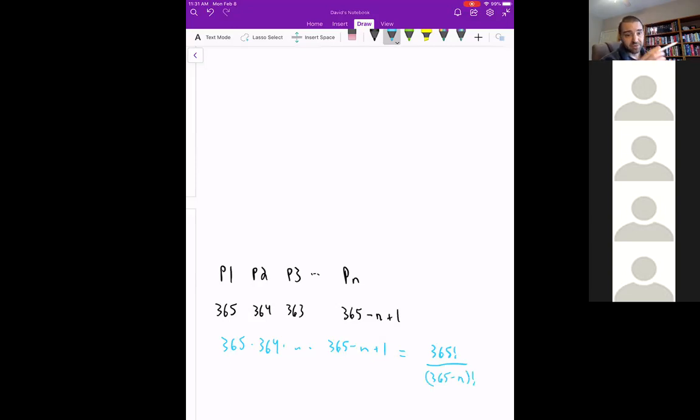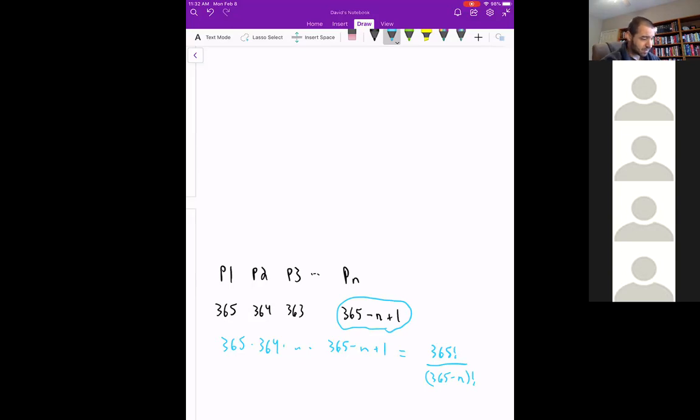So 365 factorial starts at 365 and goes all the way down to 1. You don't want to do that though, right? You want to stop right here. So 365 minus n, you want that out of there, so you've got to cancel it. 365 minus n minus 1, got to cancel that. Minus n minus 2, and so on, right?